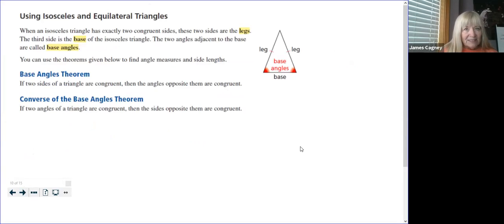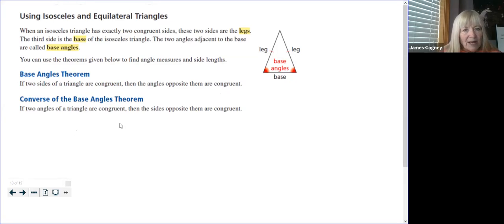Okay. So here we're going to look at isosceles and equilateral triangles. An isosceles triangle has exactly 2 congruent sides. Congruent means that they're equal, so it has 2 sides that are equal. Those are called the legs. The third side is called the base. If these 2 legs are equal, then the 2 interior angles are equal. So if 2 sides of a triangle are congruent, then the angles opposite them are congruent. We know that for sure.